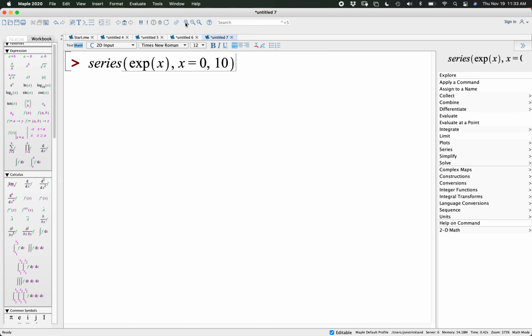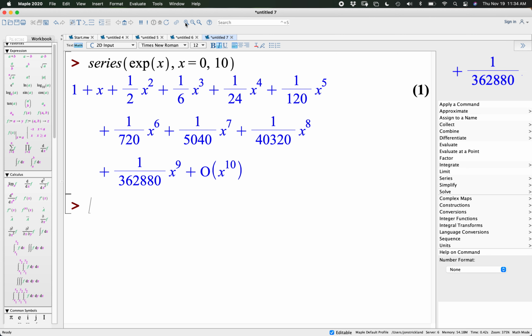If we're looking at Maclaurin series, you need to start out with series, and for e to the x, you need to take the e symbol from the left. Don't just type in the letter e, or if you type in anything, use exp of x, with x going from 0 to 10. Return, and voila. So you have the first 10 terms: 1, 2, 3, 4, 5, 6, 7, 8, and you got that O x to the 10.